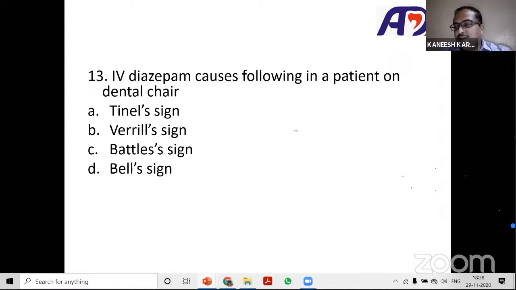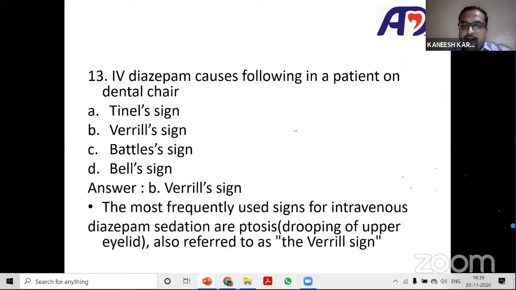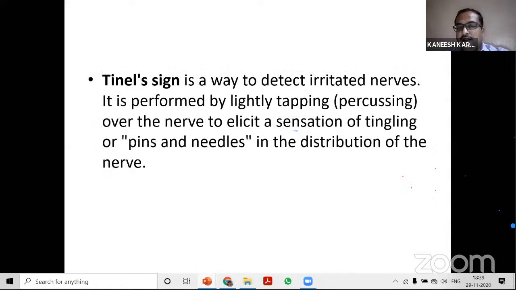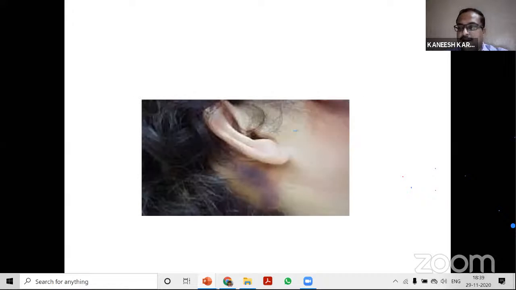IV diazepam causes the following in a patient on the dental chair. This is conscious sedation. If you give IV diazepam, yeah, Verrill sign or ptosis. The most frequently used sign for intravenous diazepam sedation is ptosis, that is drooping of the upper lid, also known as the Verrill sign. Tinel sign we already saw, that is for the nerves, okay, irritated nerves. This is called Battle sign.